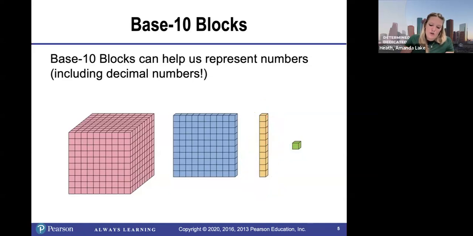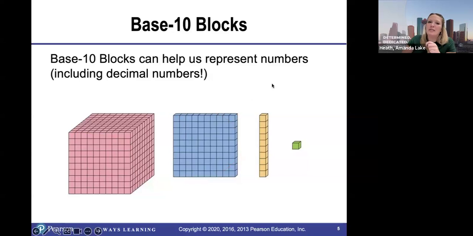Then we have a 100 block because we have 10 10 blocks. We could think of it as 10 of these bars, or as 100 of the little tiny blocks. Finally, we have a 1,000 block, which is 10 of these 100 blocks lined up together. So these are going to help us represent numbers, including decimal numbers.